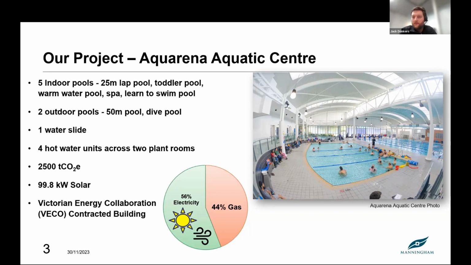So again, when we looked at buildings, we were mainly looking at our billing. And when it came down to costs, about 56% of the costs were based in electricity, 44% in gas. And at the time, gas was a lot cheaper than electricity. So we knew that gas was absolutely pumping away and is our biggest emitter by far in council.